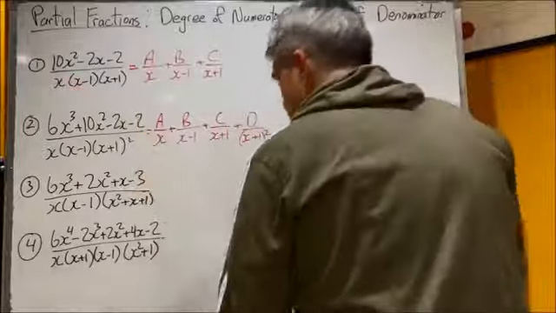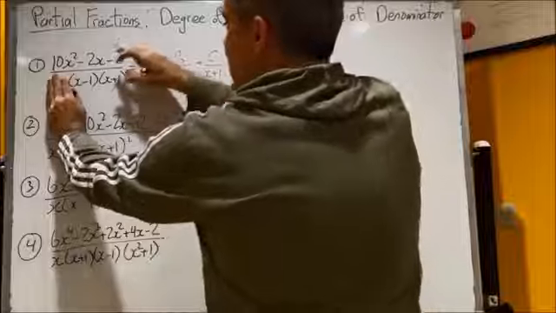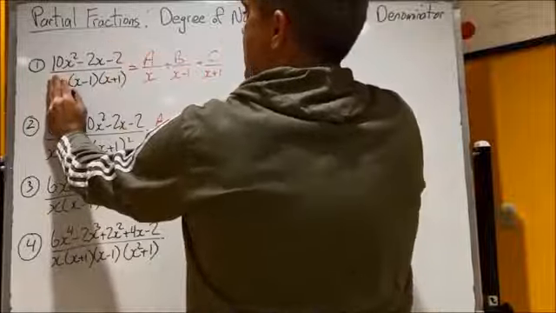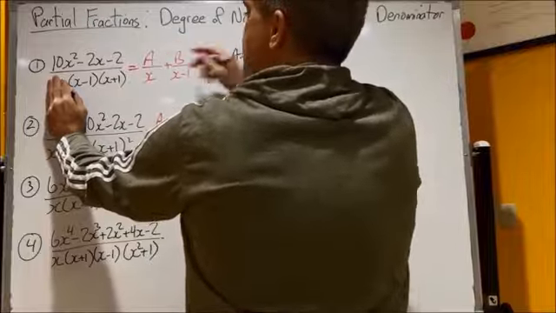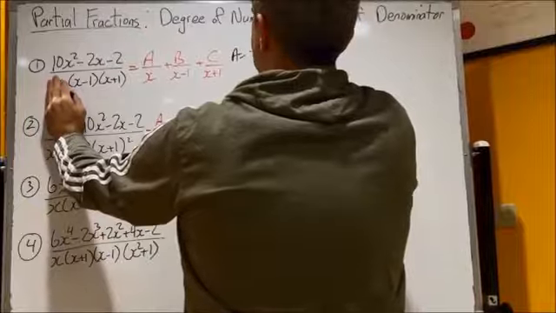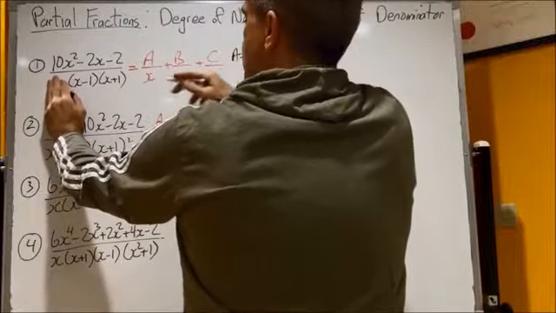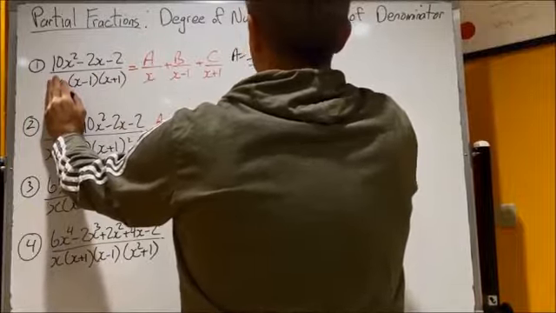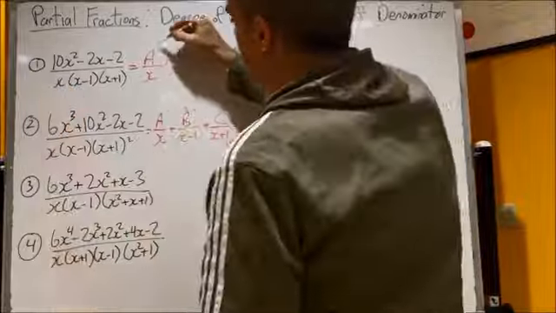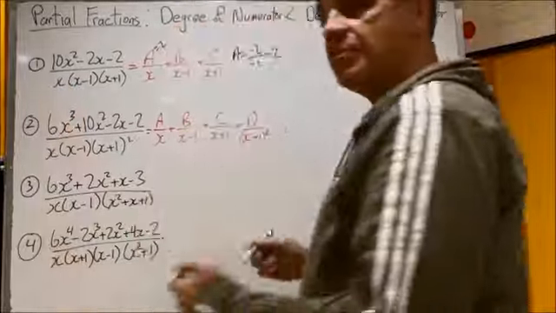So now what you do with this guy, you cover that and you plug in X equals 0 over here. And then that'll be your A. It'll just be minus 2 over minus 1 times 1, which is just minus 1. So A is going to be 2. I guarantee it. Same thing with B.